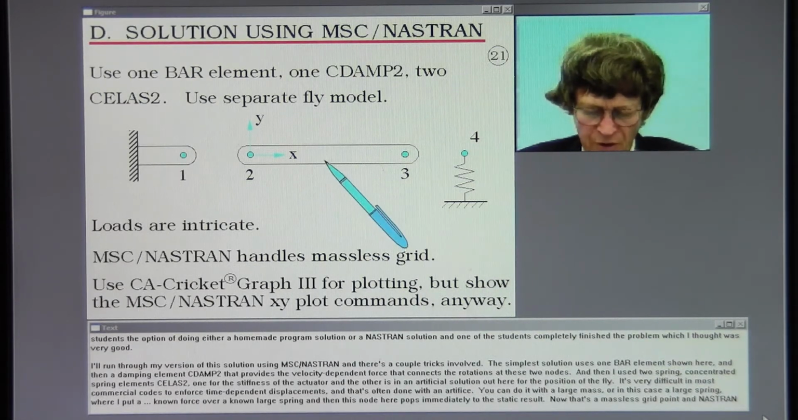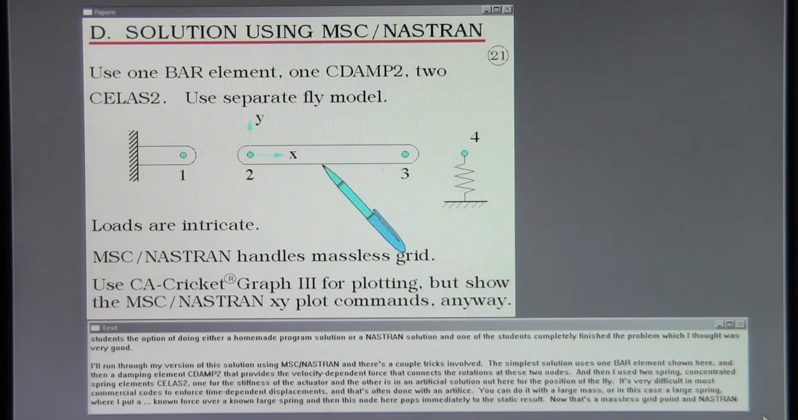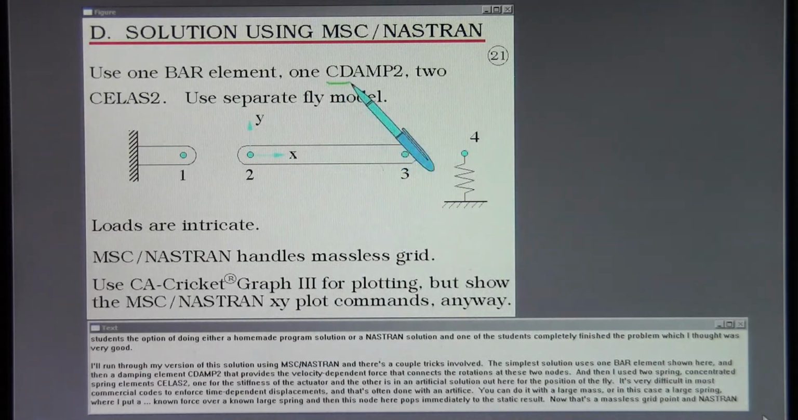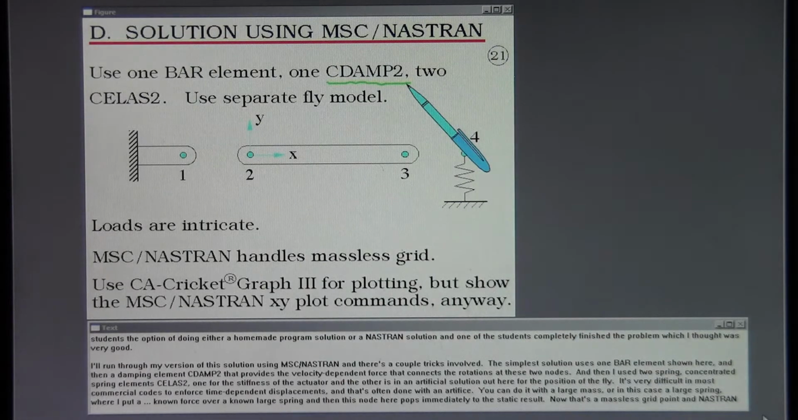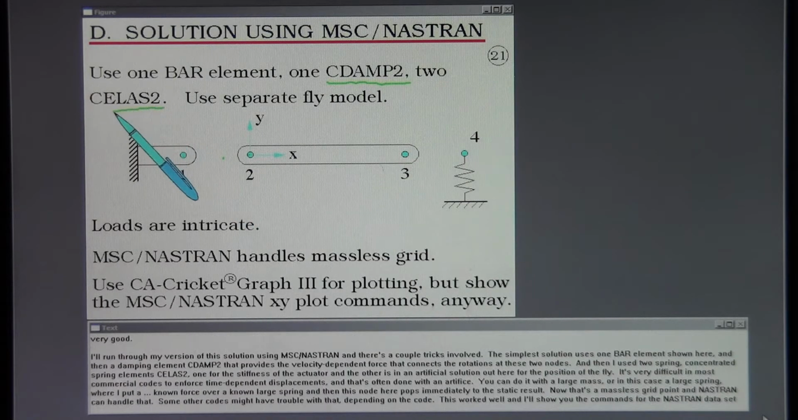The simplest solution uses one bar element shown here, and then a damping element, CDAMP2, that provides the velocity dependent force that connects the rotations at these two nodes. And then I use two concentrated spring elements, CELAS2, one for the stiffness of the actuator, and the other is an artificial solution out here for the position of the fly.